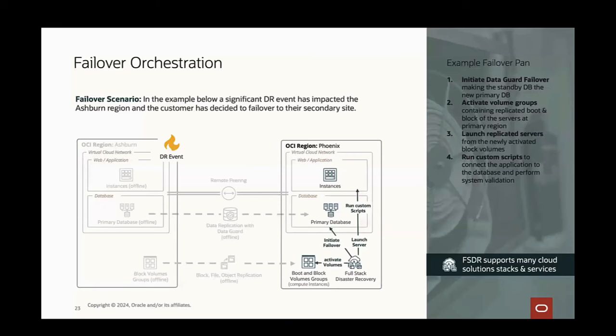So here's just a high-level failover scenario. Where the left-hand side is the primary region, which has gone down and we cannot access anything. So in this case, we're going to initiate the Data Guard failover for you. And then we're going to activate the volume groups in the standby region, which has all of the replicated boot and block volume servers from the newly activated block volumes. And then we'll launch those replicated servers. And after that, run any scripts that you have to start up your application at the end of your plan, so you can run those custom scripts.